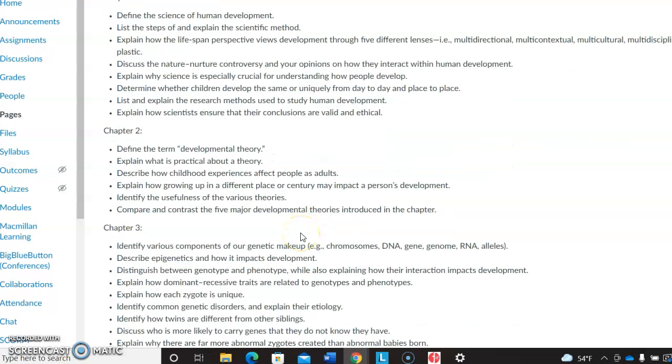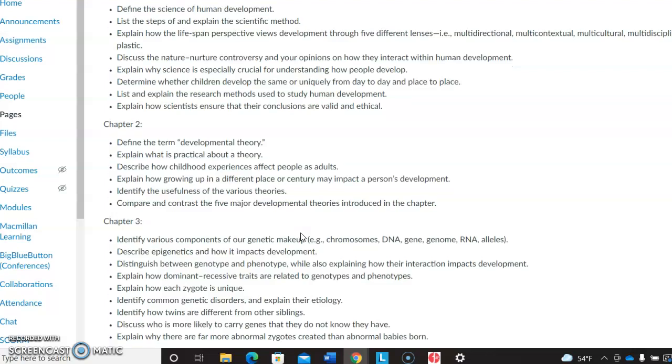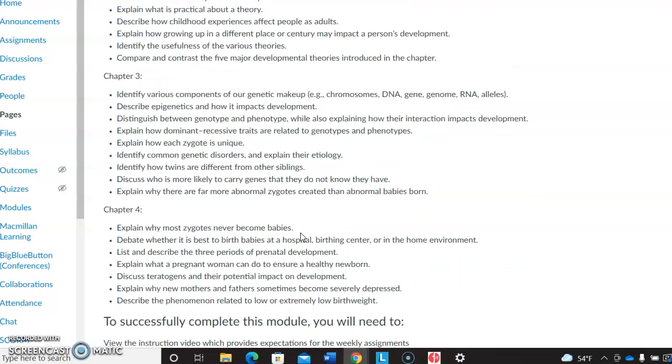Chapter 2 will describe 5 major theories that are central to the study of development. It talks about behaviorism, social learning theory, cognitive theory, sociocultural theory, and evolutionary theory. They provide insightful information about human development. Each has led to new insights and alternate interpretations of human development. That's a very interesting chapter. Then we're going into chapter 3.